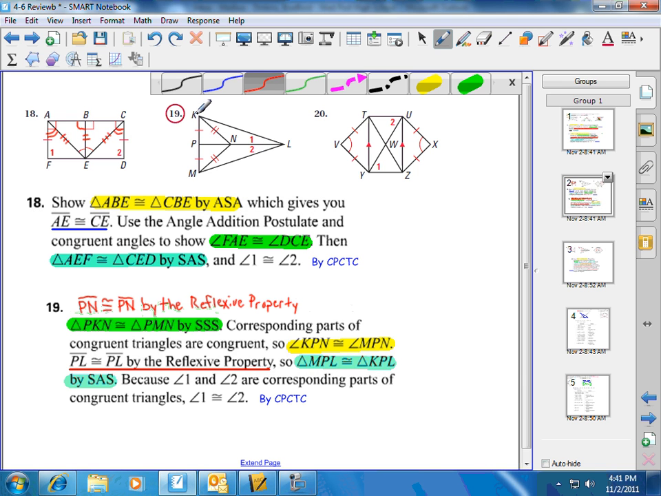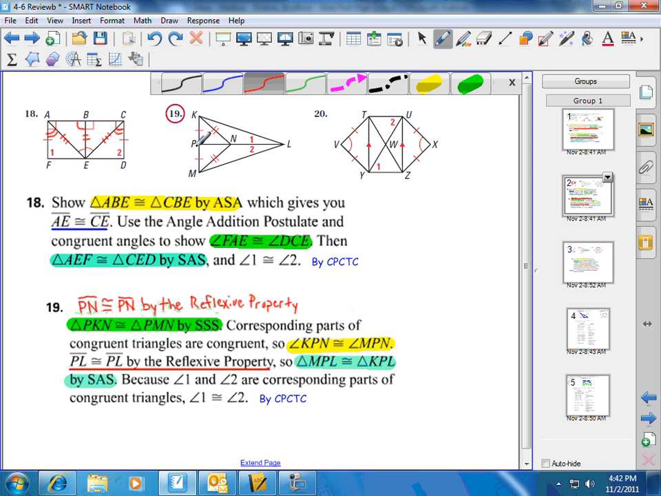If we look at this, angle 1 and angle 2 are a part of triangles KPL and MPL. So if I can show that these two triangles are congruent, then angle 1 and angle 2 have to be congruent by CPCTC. So let's see, what can I do here? If I can prove that these two triangles are congruent, PKN and PMN, then I know that these angles here are congruent, which are part of triangles MPL and KPL, the larger triangles.